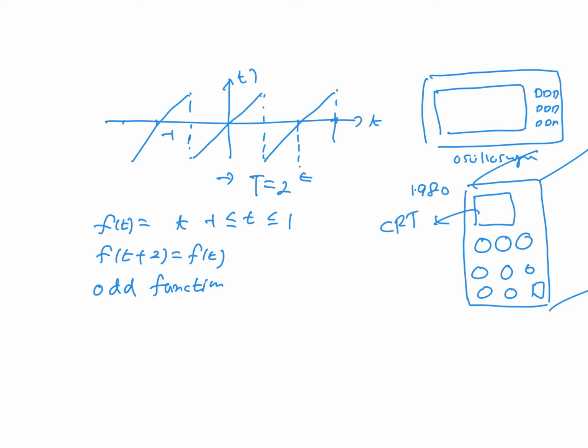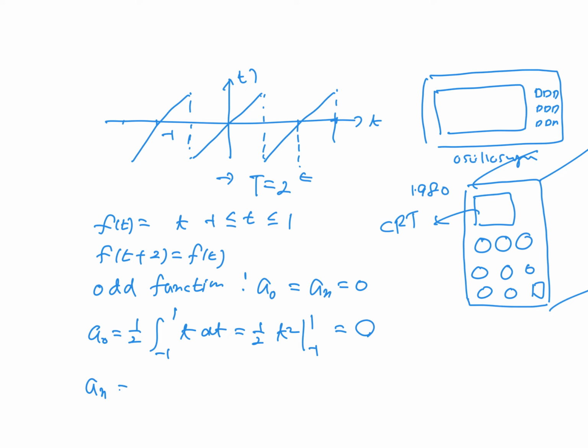So that means A0, AN is equal to 0. So let's check. A0 is 1 over 2 from minus 1 to 1 t dt, t squared over 2, which is equal to 0, right? And I'm going to show you that AN is 0 as homework.